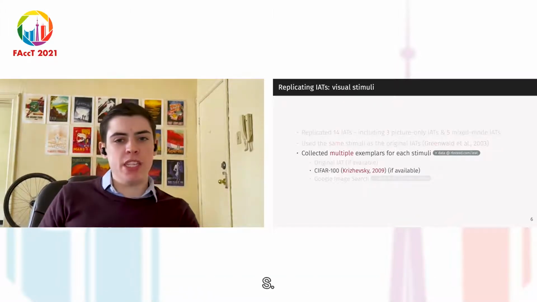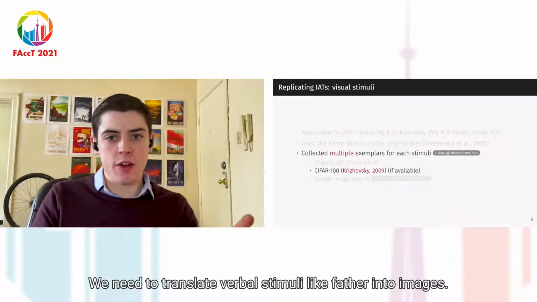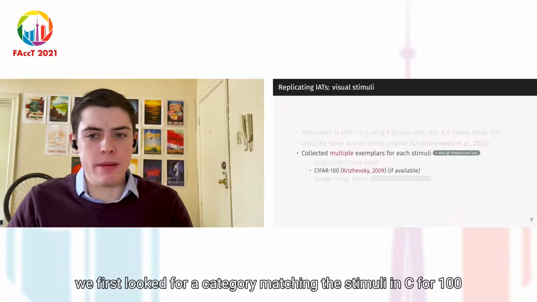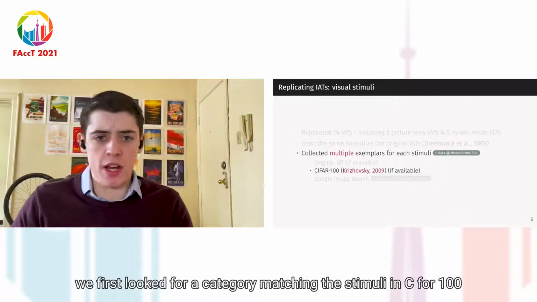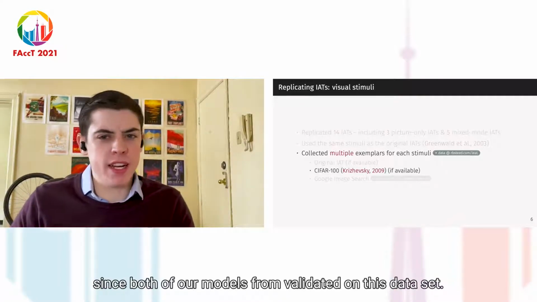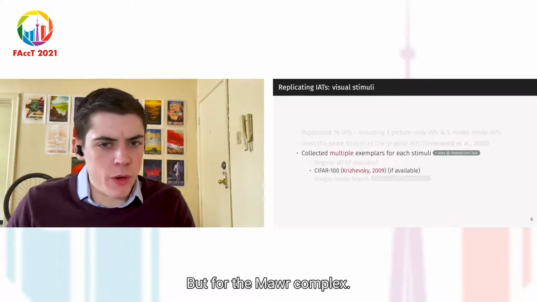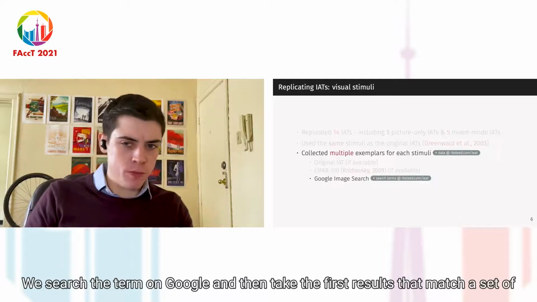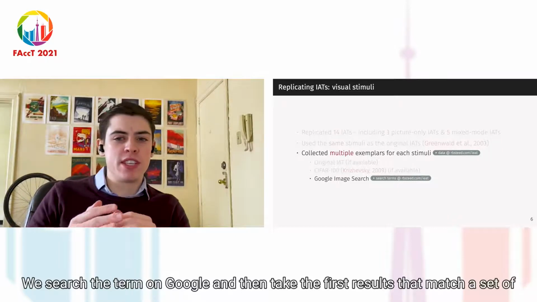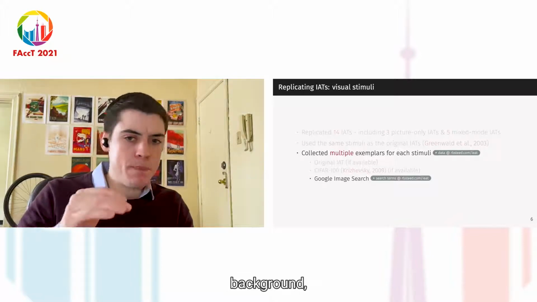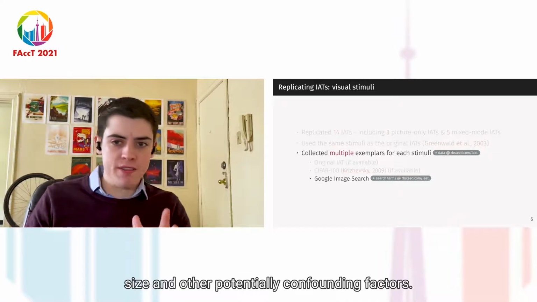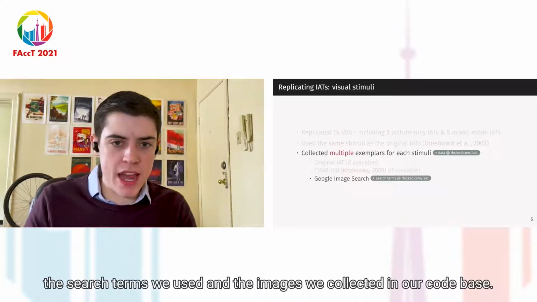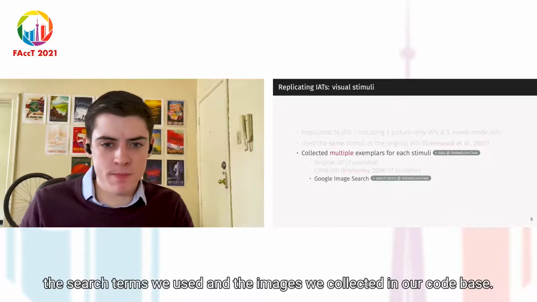But for the other IATs, we need to translate verbal stimuli, like father, into images. And to do that, we first look for a category matching the stimulus in CIFAR-100, since both of our models were validated on this data set. But for the more complex verbal stimuli, like office, we search the term on Google and then take the first results that match a set of criteria for positioning, background color, size, and other potentially confounding factors. And you can see all these criteria, the search terms we used, and the images we collected in our code base.